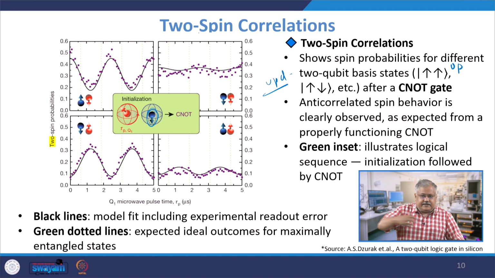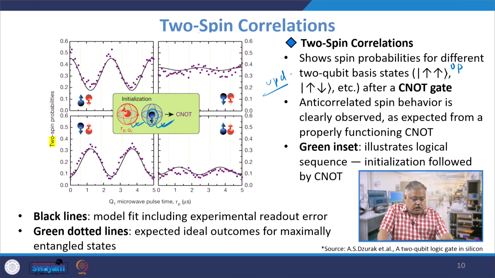So when you apply a CNOT gate functionality on a 2 qubit system, anti-correlated spin behavior is visible to you. If you look at the green inset here, this shows initialization followed by a CNOT apply. The black lines are basically the model fit parameters, and the green dotted lines are basically the expected ideal outcome for maximally entangled states.